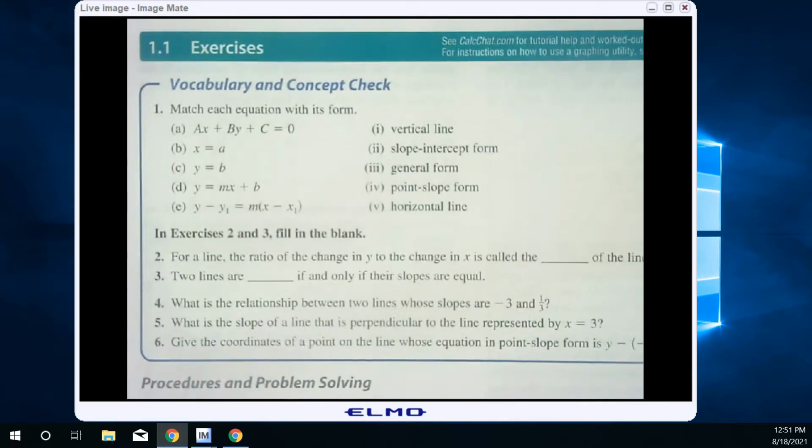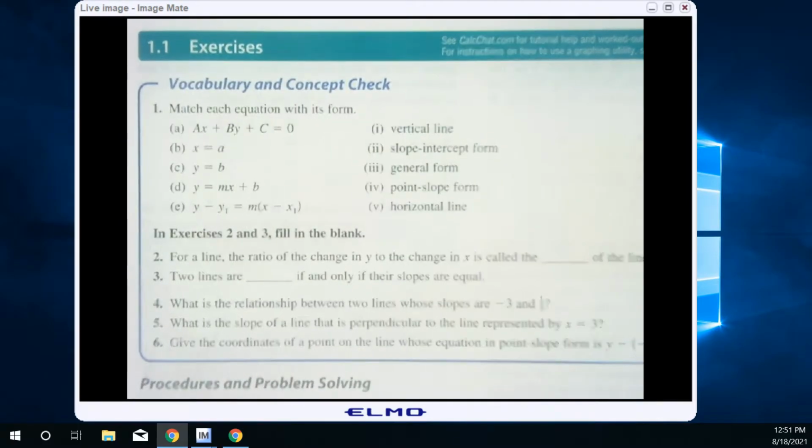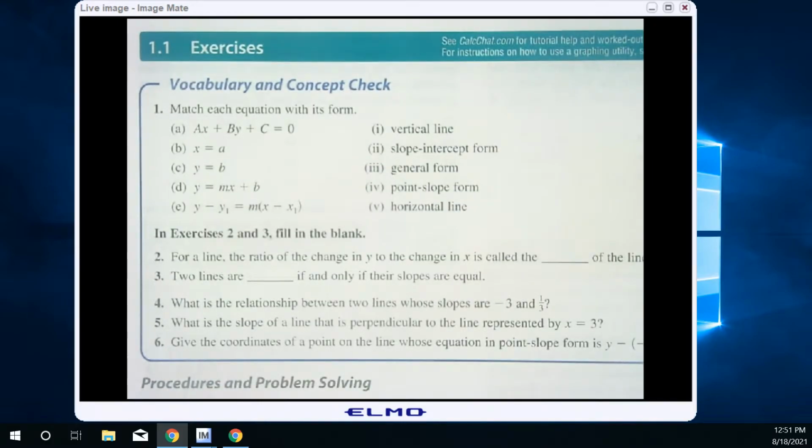Vocabulary check. Let's see what you remember. Match the equation with its form. AX plus BY plus C equals 0. What? Thanks for playing, but no. Which equation? Because we're doing lines. What is the name of AX plus BY plus C equals 0?